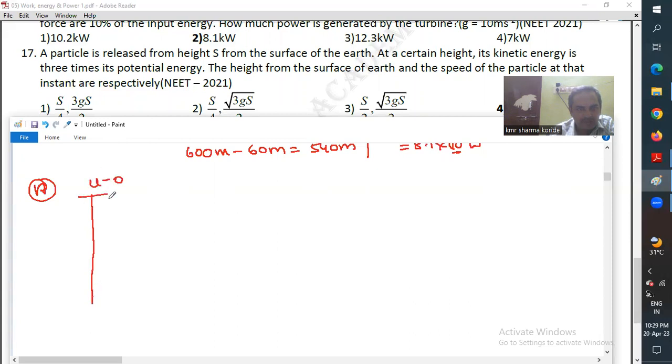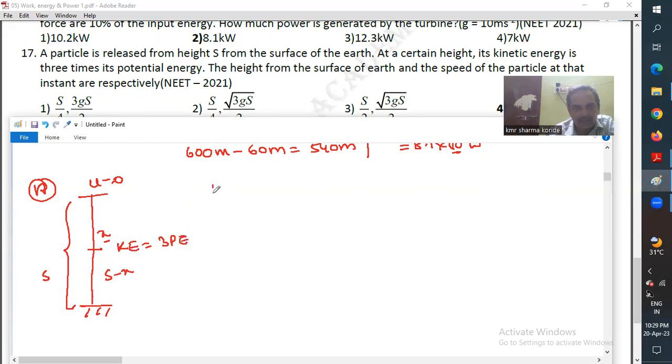U is equal to 0. After covering a distance x, so this is the entire distance S, this is ground. Then here it will be the remaining distance S minus x. So after x, the kinetic energy is 3 times the potential energy.